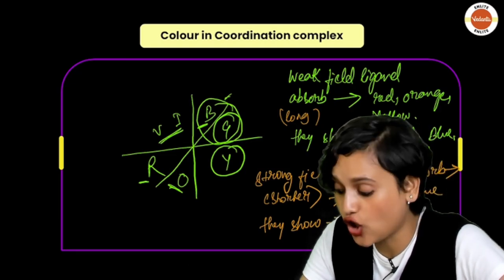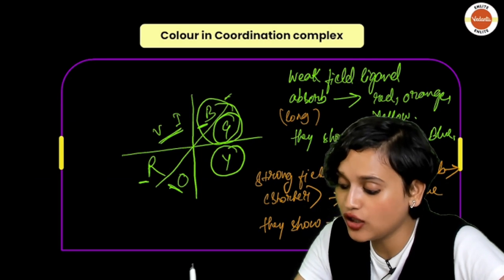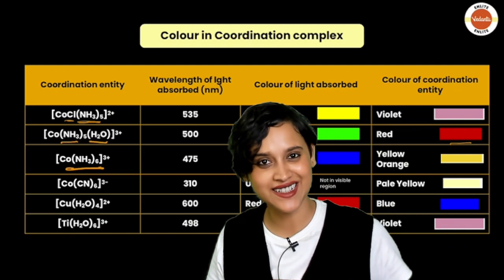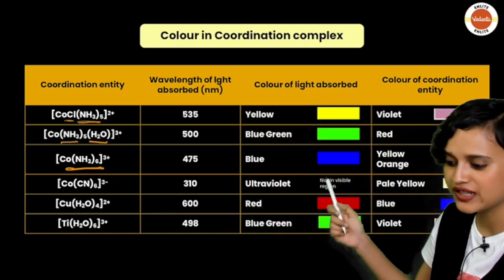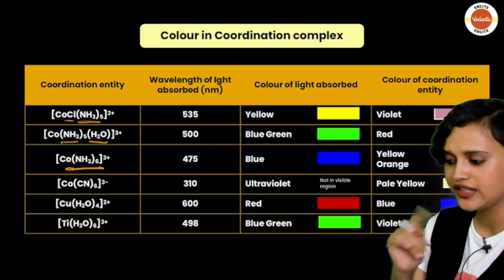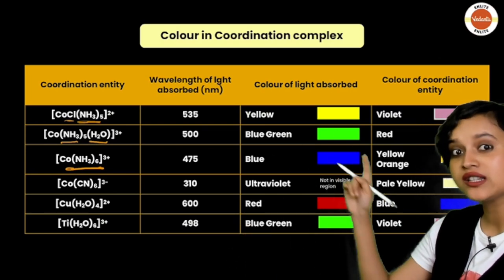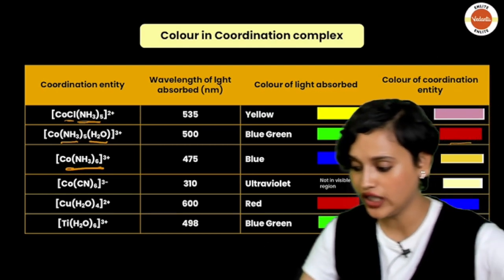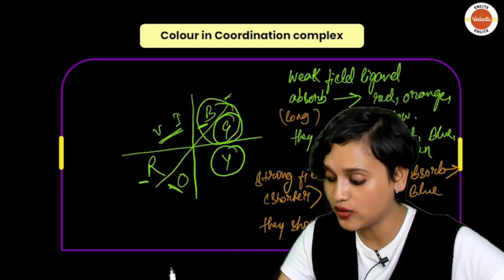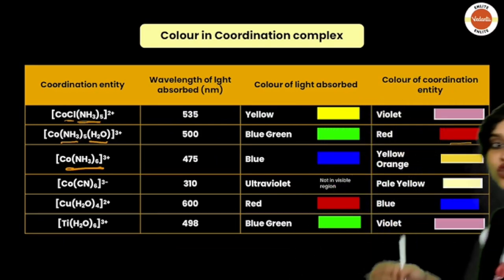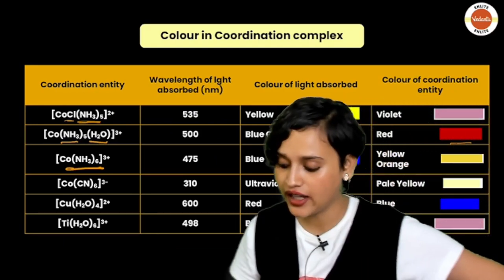Yes, NH3 is a strong field ligand. See, it will show red, yellow, orange. Now the moment you see the ligand, you will also be able to tell the color, won't you? You will be able to. See, Co(CN)6, CN is also a very strong ligand. If it is a strong ligand, what does it do? It shows pale yellow color. Getting my point? So this is how the colors are shown.